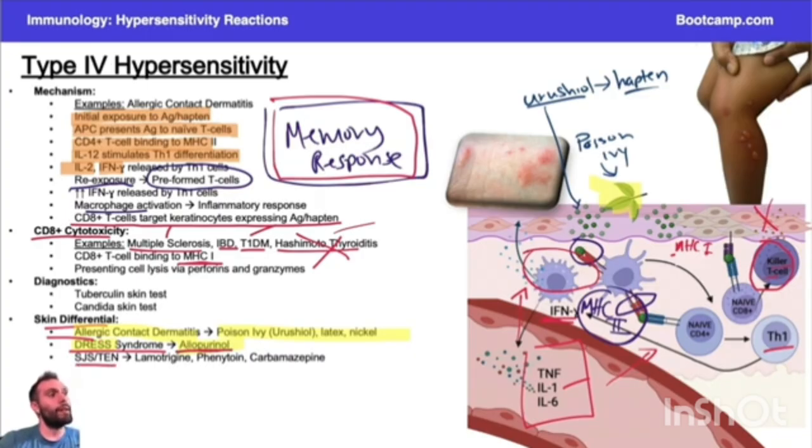And then when you're thinking about SJS and TEN, which you can also see with allopurinol, the big two drugs I want you to remember are going to be lamotrigine for SJS and TEN. And by the way, this is Stevens-Johnson syndrome and toxic epidermal necrolysis. You can check out our derm videos for a really good explanation on this, but I don't want to get too off track. But lamotrigine is one big one. And then the other one is trimethoprim sulfamethoxazole.